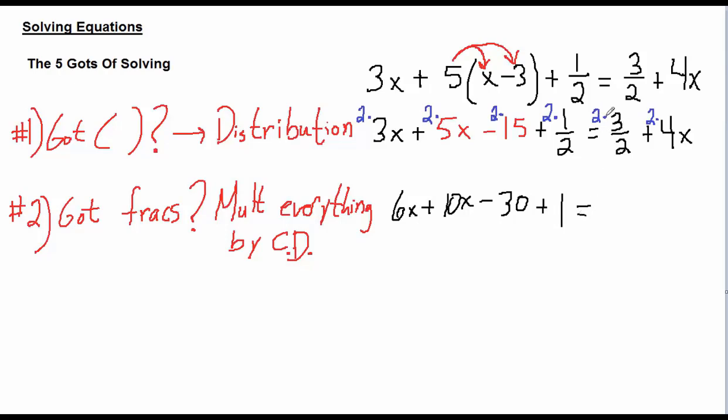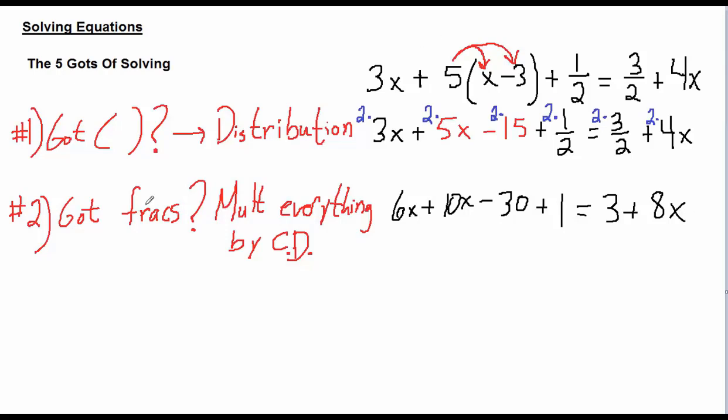Equals 2 times 3/2. I'm going to do 2 times 3. 2 times 3 is 6. And 6 divided by 2 is 3. Plus 2 times 4x, which is 8x. Notice that you multiply everything by the common denominator. I multiplied each of these terms by 2, and notice now I have no fractions. Yes! Problems without fractions are the best. That's why we multiply everything by the common denominator.